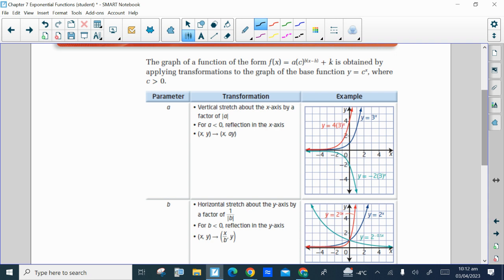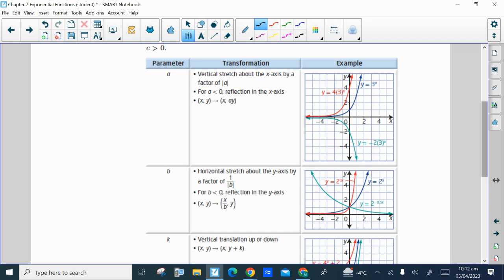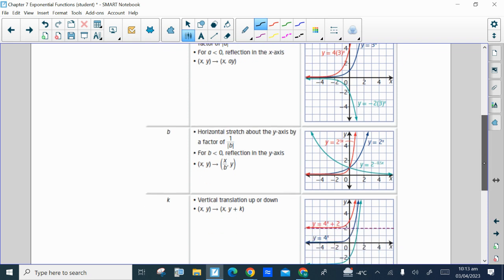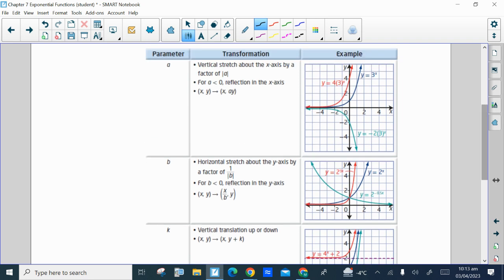But those parameters a, b, h, and k do the same thing to exponential functions as they do to all the other types of functions that we looked at, where a causes a vertical stretch about the x-axis by a factor of the absolute value of a. And the reason the absolute value of a is used there is the stretch factor is never negative. If a is negative, remember that causes a reflection about the x-axis. So as a mapping notation, x comma y maps into x comma ay, because all the y values are multiplied by a.